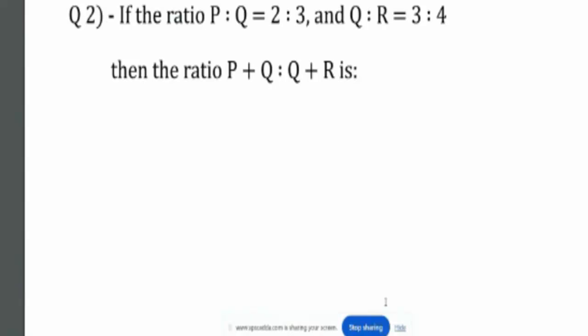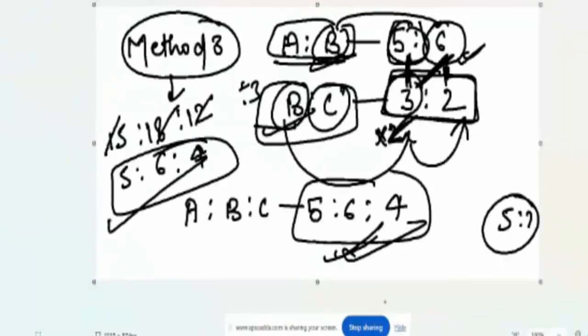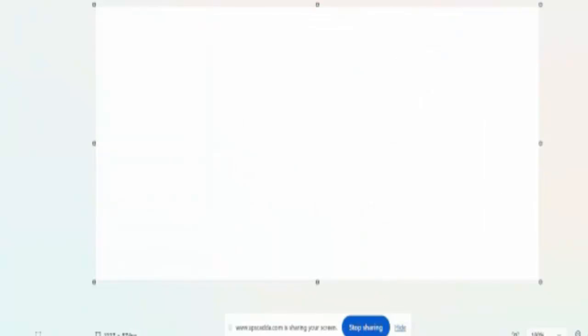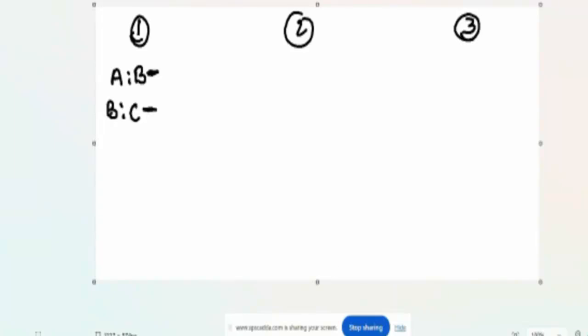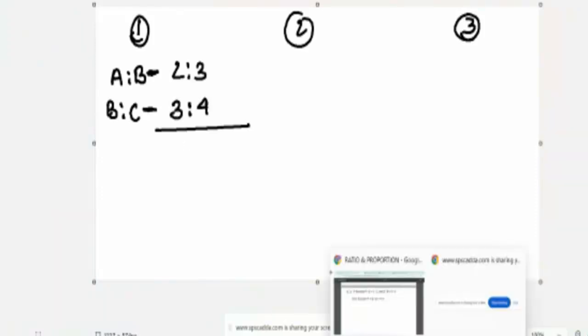But again, I'm telling you this PQ wala ratio in all 3 methods once again, so that this will be our final refreshment for all the 3 methods: method number 1, method number 2 and method number 3. What are the ratios? Please repeat the ratios of AB and BC. Ma'am, 2 is to 3, 3 is to 4. Correct.